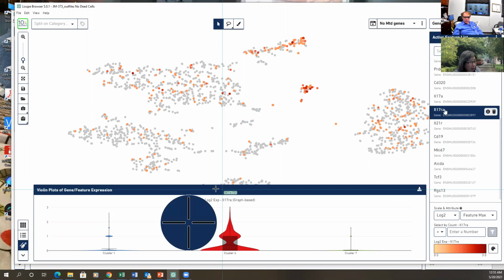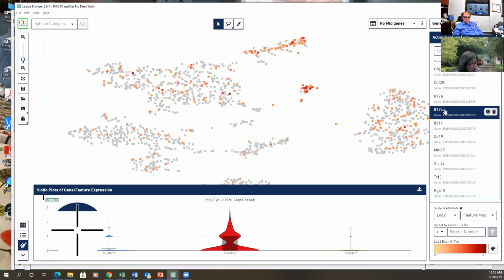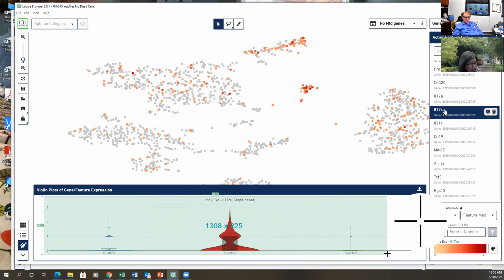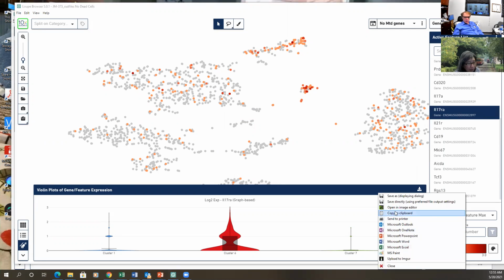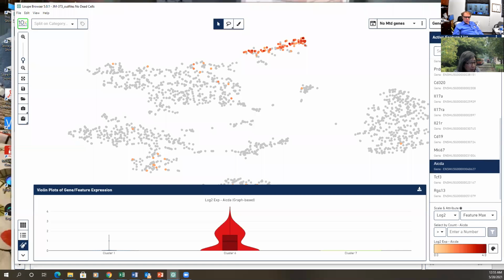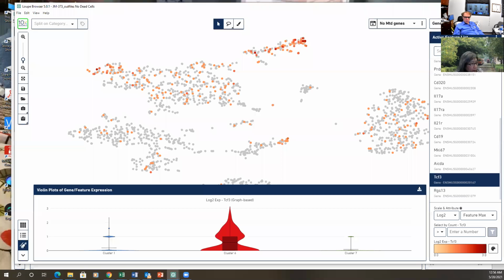That IL-17. Well, it's clear it's on that germinal population. Right, that's right. Because AID looks good. But unfortunately, TCF3 didn't work. But maybe now it will. Now that you narrowed it down, maybe it'll be okay now.